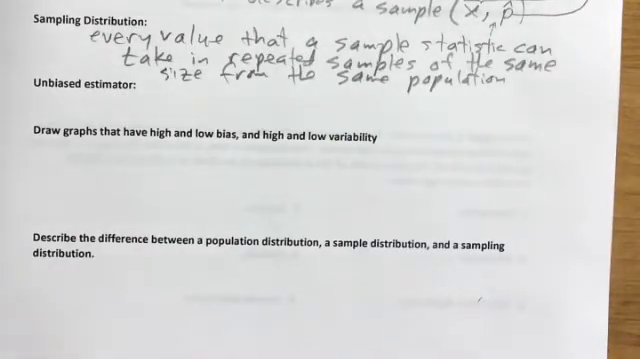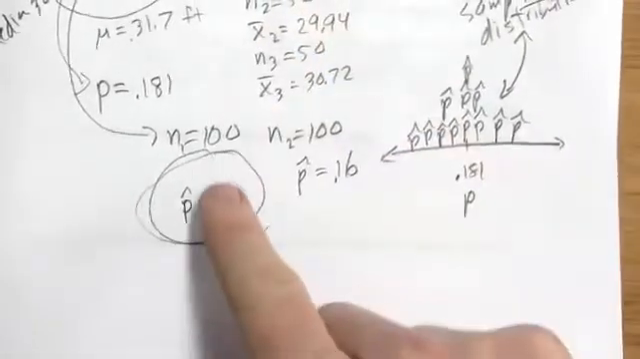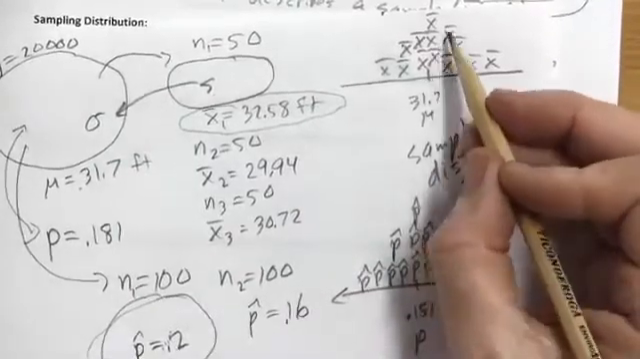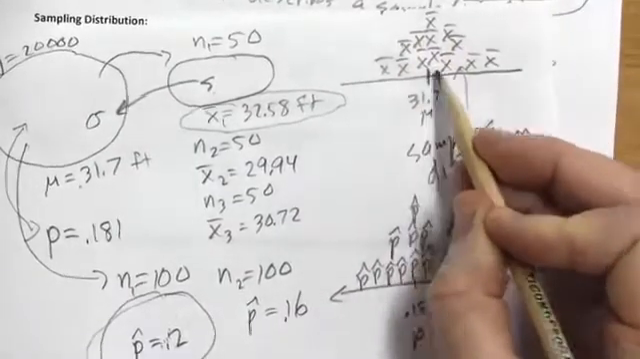Now, what do I mean by an unbiased estimator? Well, if we've gotten a random sample, if we've done things right, an unbiased estimator means my X bars are going to be centered around the true value.